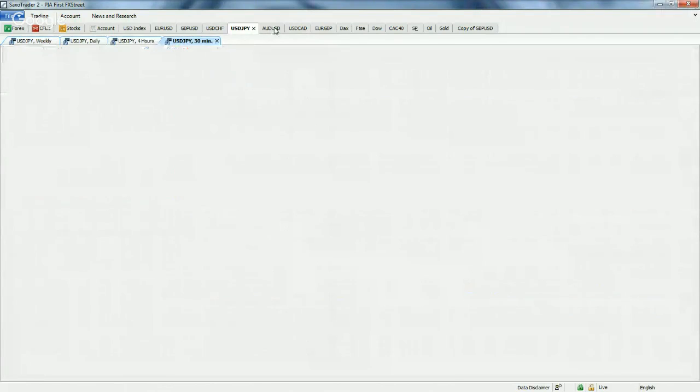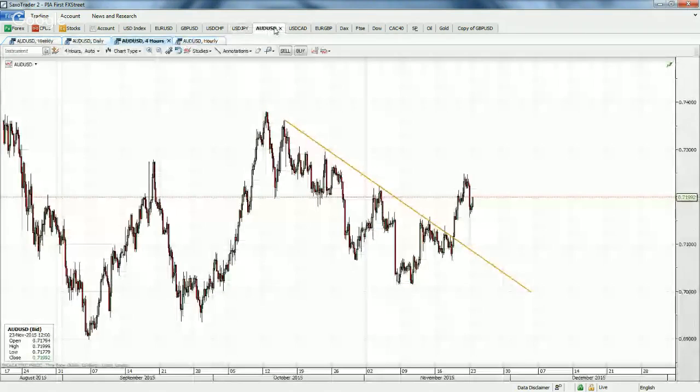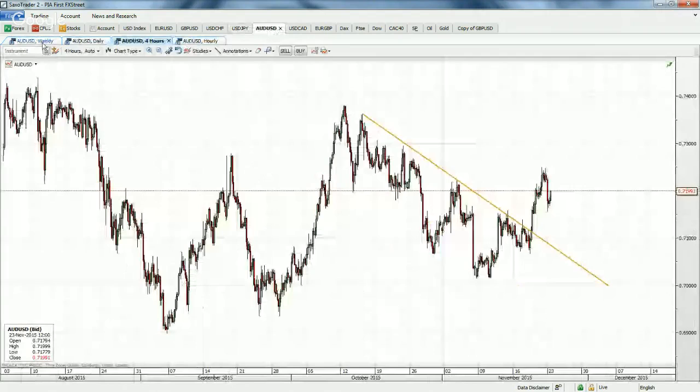Aussie dollar, now the weekly or the monthly chart, that should be a monthly chart really.